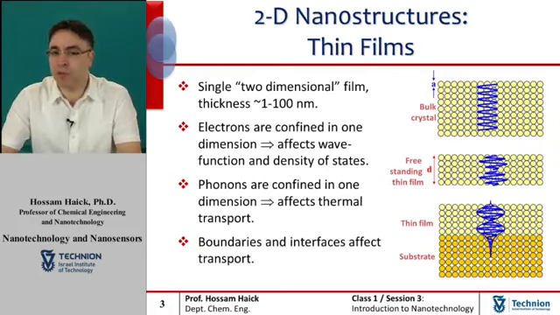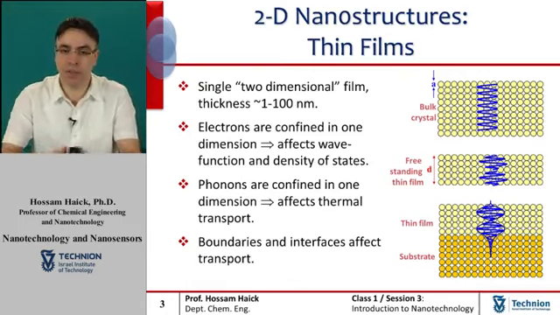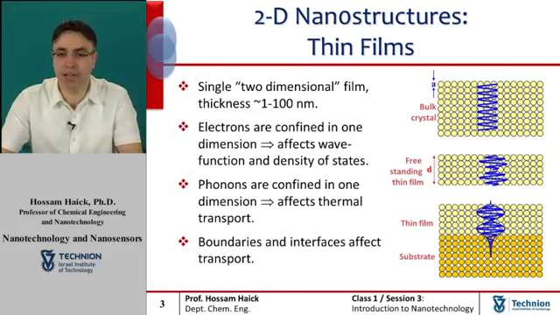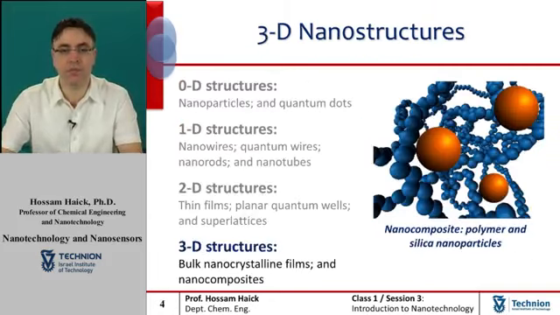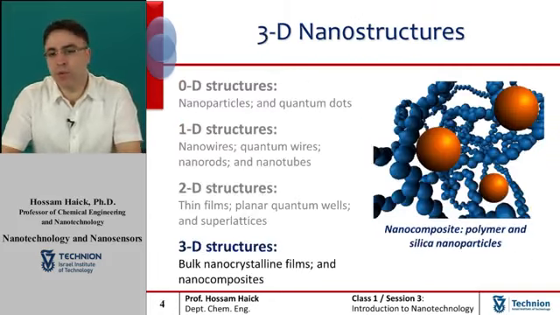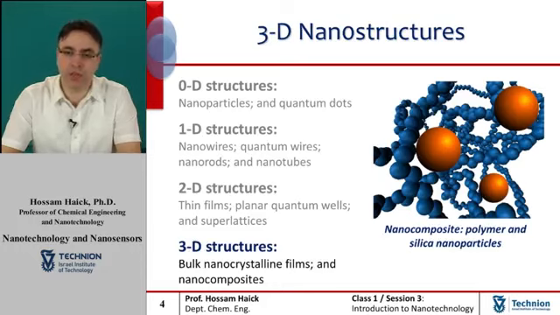All transport phenomena in the two-dimensional structures are highly affected by defects, boundaries, and interfaces that might exist in or at the vicinity of the thin film. More details about all of these effects will be given in the next classes. Now we will move to the three-dimensional structure, which include bulk nanocrystalline as well as nanocomposites.